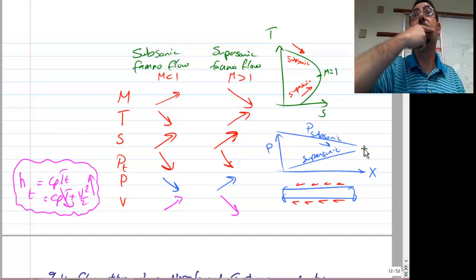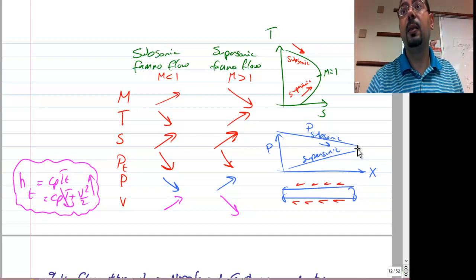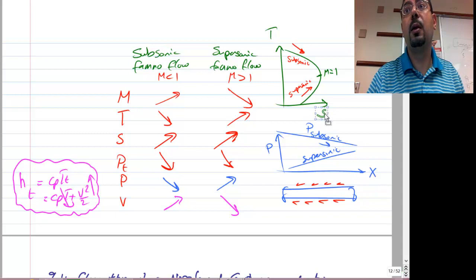Yang, you have a question? Is the TS diagram only good for straight pipes and stuff like that? So that's a good question.